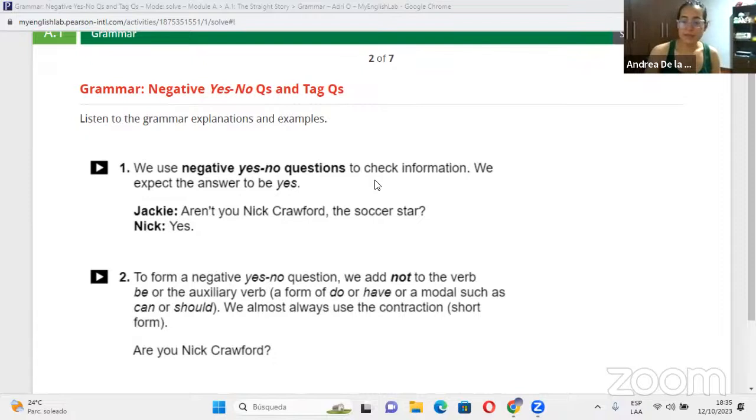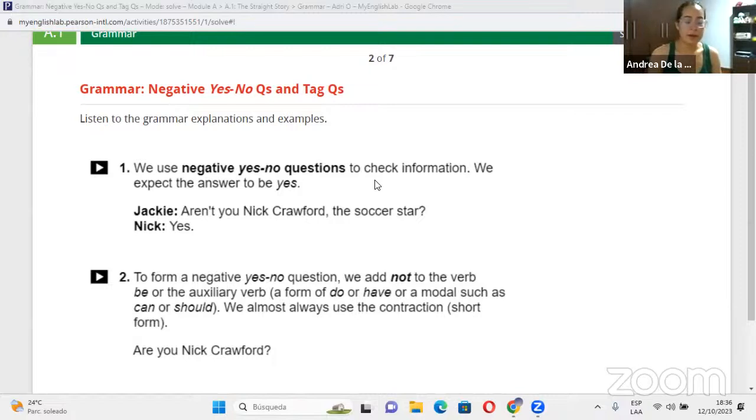So in that case, it's a little bit more intrusive, right? It's like, I already expect an answer from you. I already think that you like soccer and I just want to confirm. Don't you like soccer? So I thought that you liked soccer and I want to confirm that information. So I have an expectation from your answer. Normally, we expect the answer to be yes. And sometimes we use it to show surprise as well. When we are surprised about the information that we just received and we want to check if that is correct.